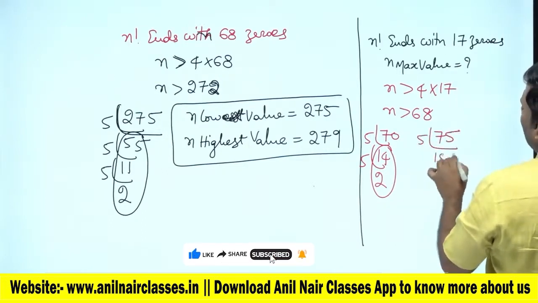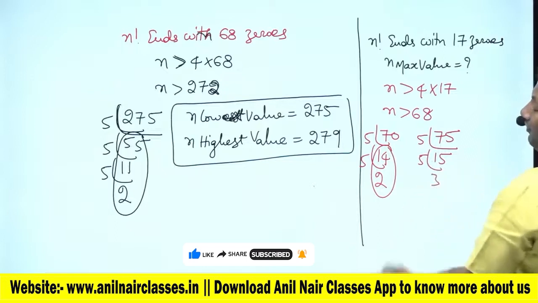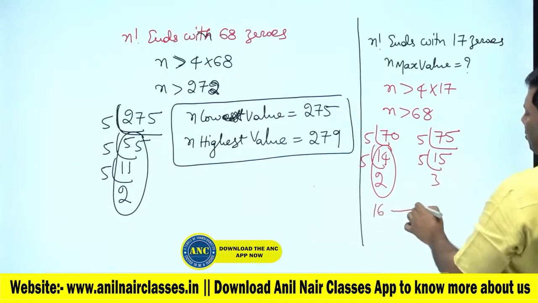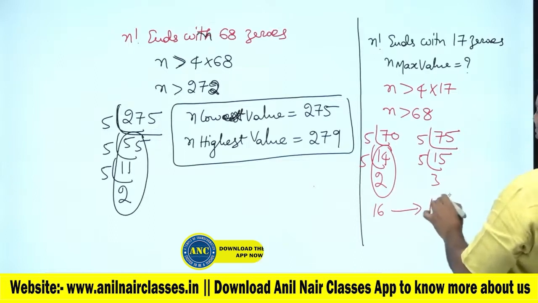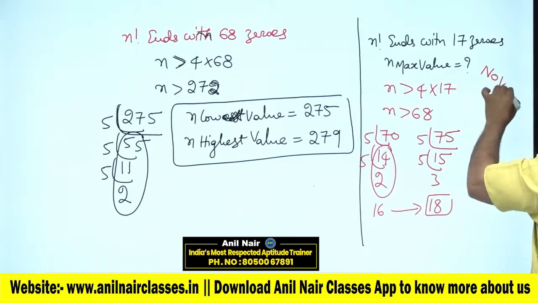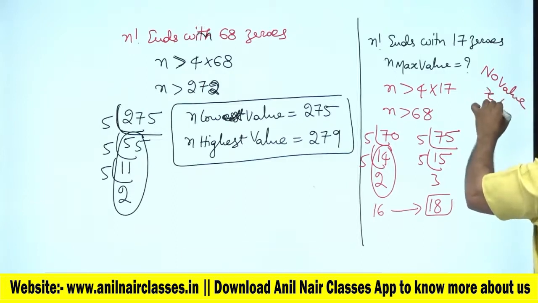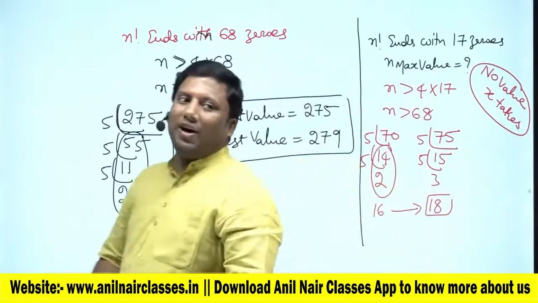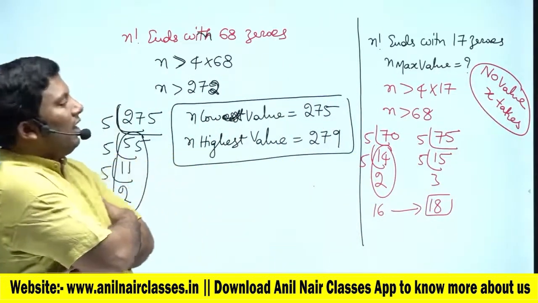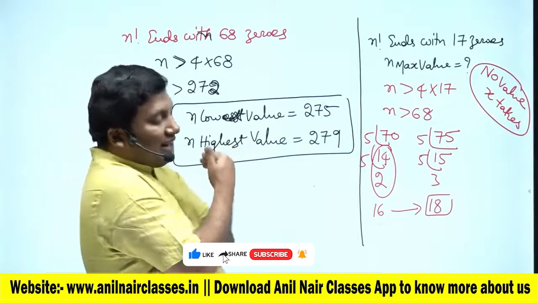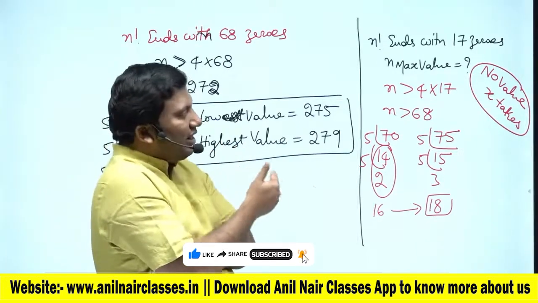5 15s are, 5 3s are. 75 is a multiple of 25. So there will be a jump from 16 to 18. How many values n will take such that n factorial ends with 17 zeros? What will be the answer? No value. No value of n will satisfy this equation. N is greater than 4x. N is greater than 68.